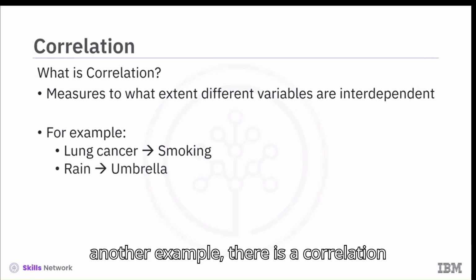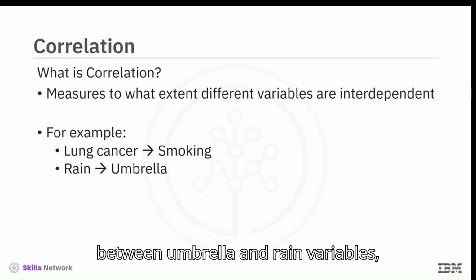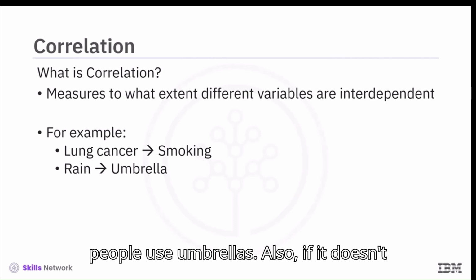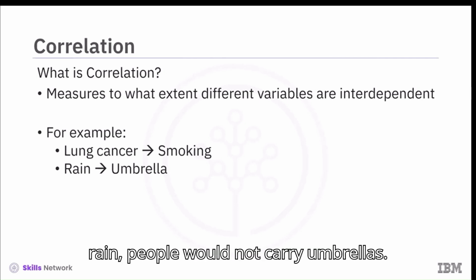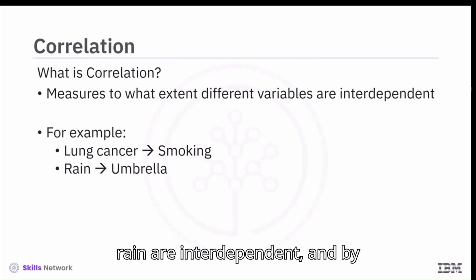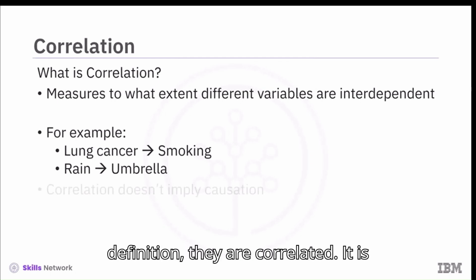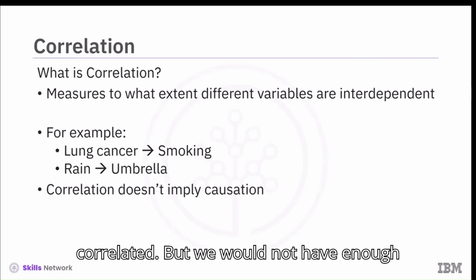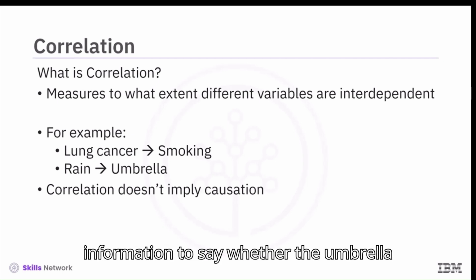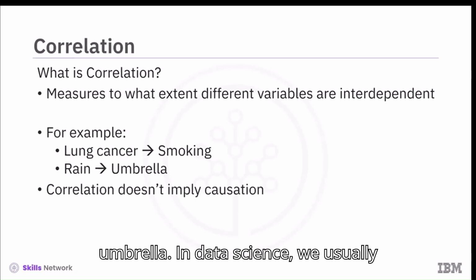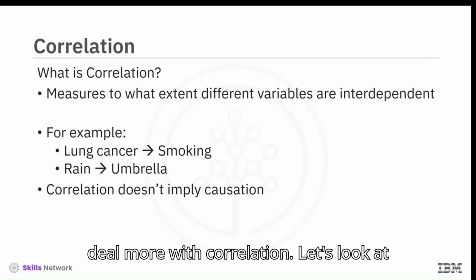In another example, there is a correlation between umbrella and rain variables, where more precipitation means more people use umbrellas. Also, if it doesn't rain, people would not carry umbrellas. Therefore, we can say that umbrellas and rain are interdependent, and by definition, they are correlated. It is important to know that correlation doesn't imply causation. In fact, we can say that umbrella and rain are correlated, but we would not have enough information to say whether the umbrella caused the rain or the rain caused the umbrella. In data science, we usually deal more with correlation.